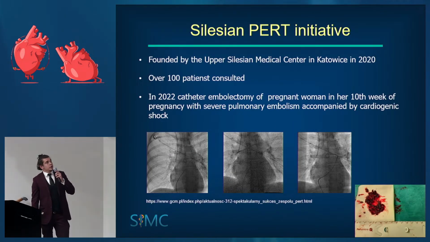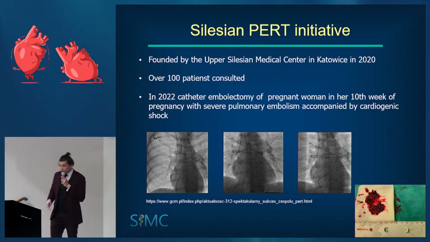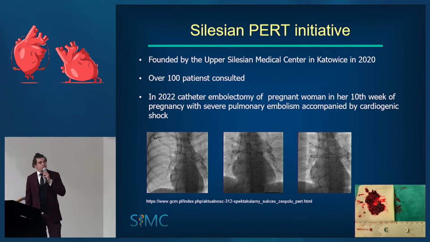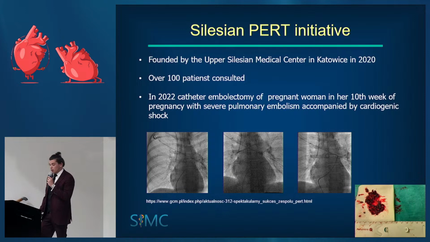Our study revolves around the Silesian PERT initiative, founded in 2020. Since then, around 100 patients were consulted. In 2022, a notable procedure took place where our team, led by Dr. Marek Grabka, successfully performed a pulmonary thrombectomy on a pregnant woman, saving both the mother's and the child's life.